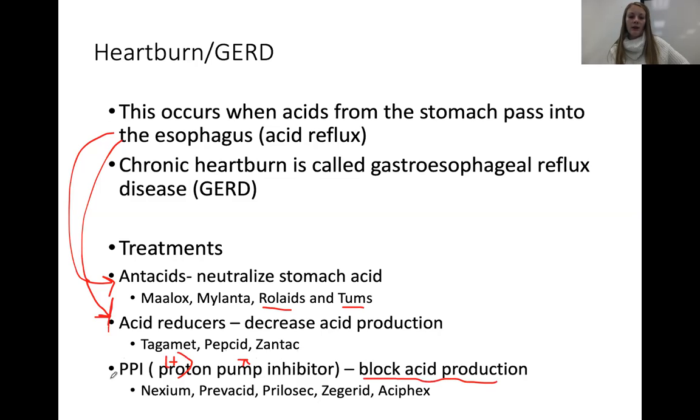And here's a couple of other medicinal options for that. GERD is that chronic heartburn. It's called gastrointestinal reflux disease. Excuse me, gastroesophageal reflux disease. That's what GERD stands for.